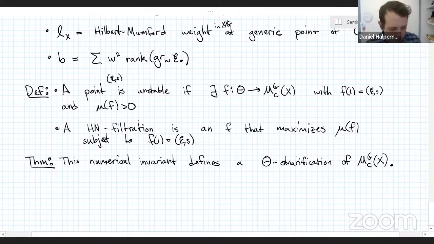And there are variants with marked points and all that other kind of stuff. But yeah, I'm sort of out of time.